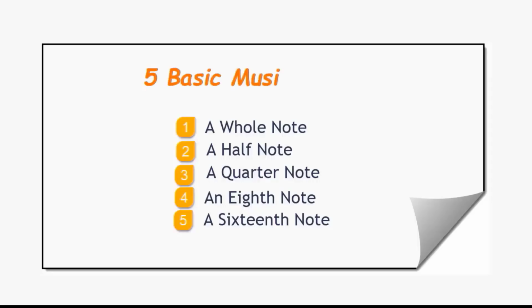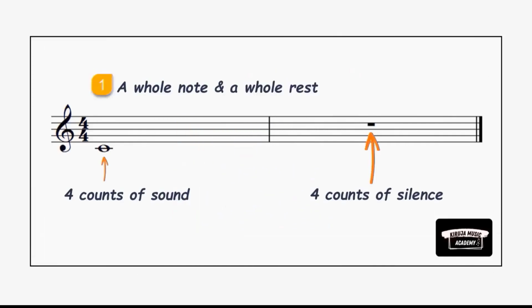A musical note is a duration a musician sounds a particular pitch or note. There are 5 basic musical notes. The first one is a whole note. A whole note is a musical note played for 4 beats in a 4/4 time signature, and its symbol is an open oval shape. Inversely, a whole rest indicates silence of 4 beats, and its symbol is a shaded rectangular shape that hangs on the 4th line up of the staff.